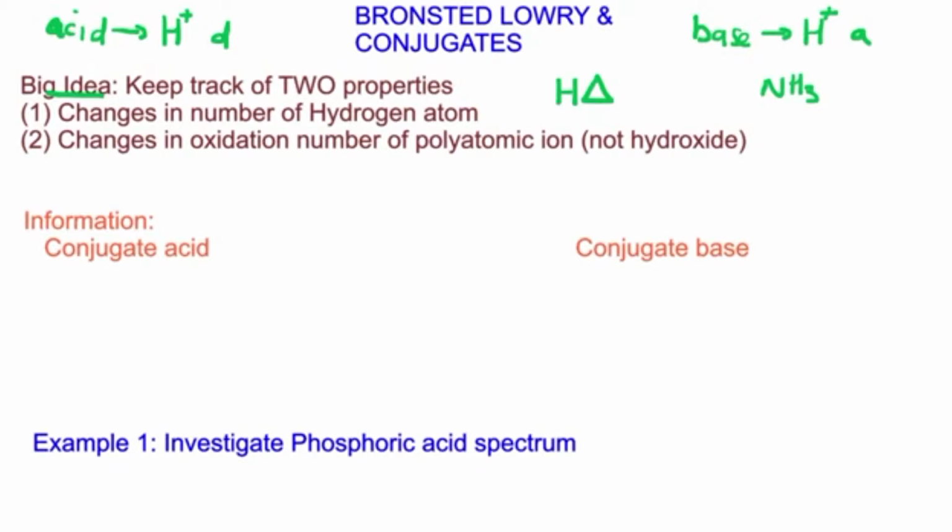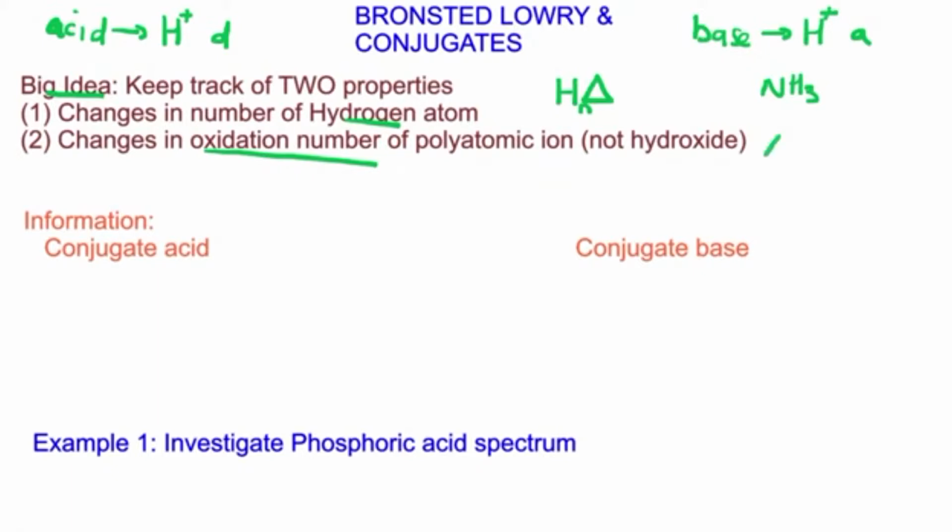What we notice is that the number of hydrogens, and how that number changes by either increasing or decreasing, gives you a little bit of insight on what the conjugate is, either as an acid or a base. The next idea to take note of is that changes in the oxidation number of the polyatomic ion, that is not hydroxide, will also give you an indication of what is happening, because that corresponds to the hydrogen atoms present in that particular compound.